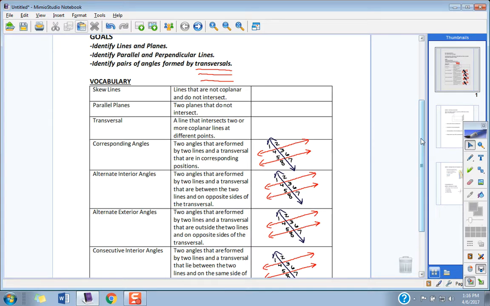Start with these terms. First term up there, skew lines. Skew lines. Would a volunteer read that for me, please? Thanks, Rhett. Lines that are not collinear and do not intersect. Okay, so lines not on the same plane and do not intersect. So if you can look at this room, it's like a box right here. Yep. Lines that are not coplanar and do not intersect.